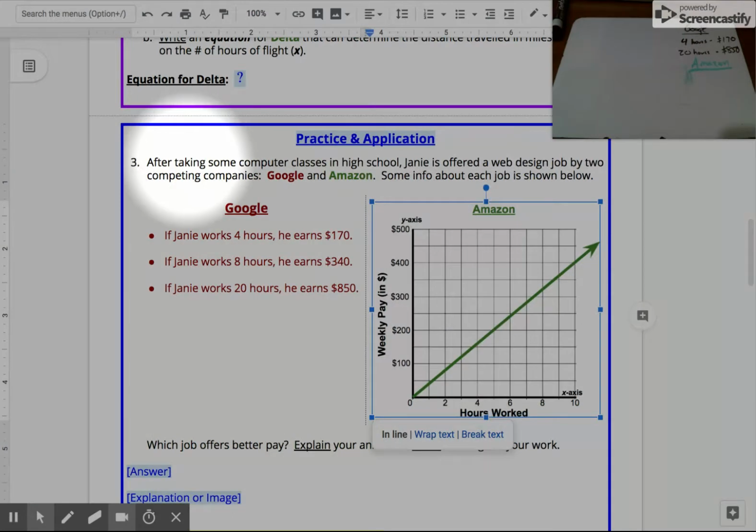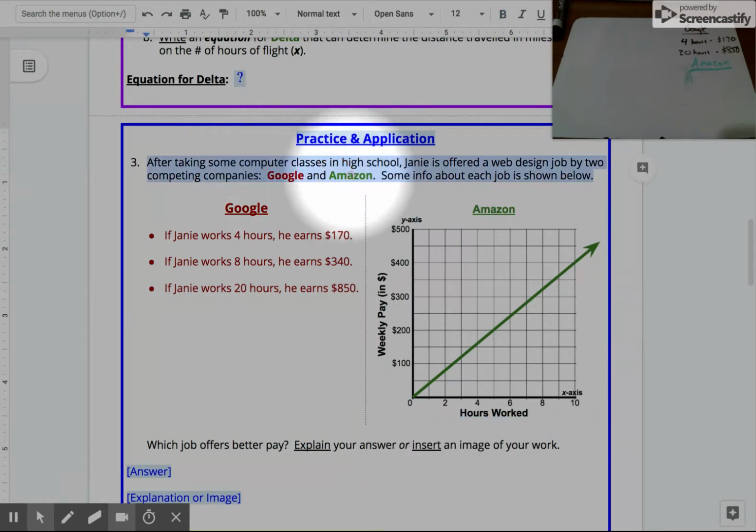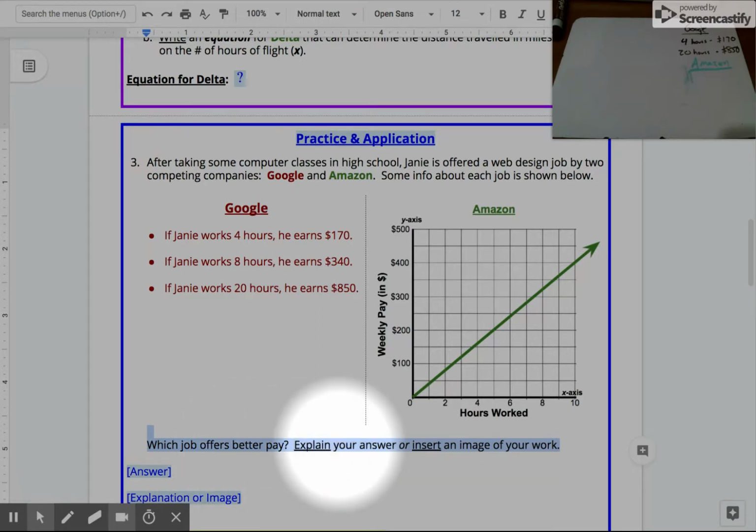Problem number 3 tells us that after taking some computer classes, Janaya is offered a web design job by 2 competing companies. Our 2 companies we're focusing on are Google, where we're given written statements or sentences that describe the information, and Amazon, where we're given a graph. The question at the end of the day asks us which job offers better pay, and then we're going to have to explain our answer or give an image of our work.